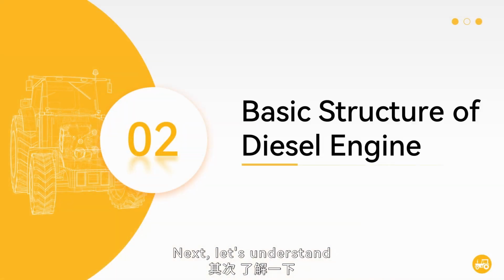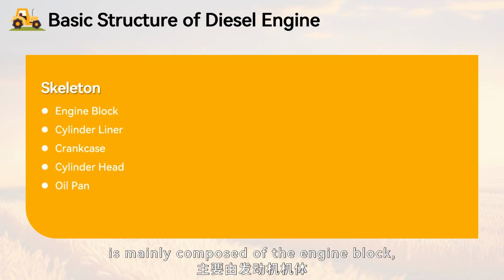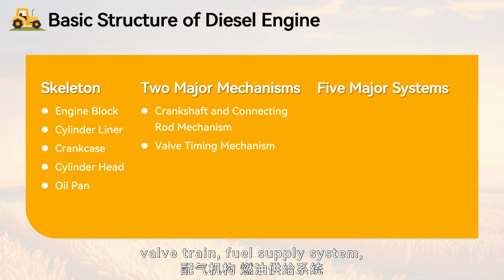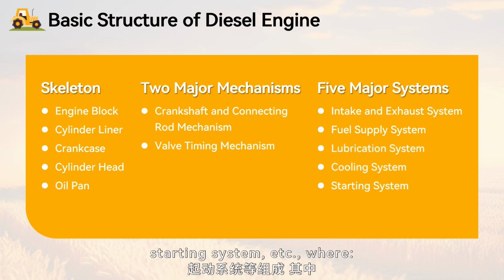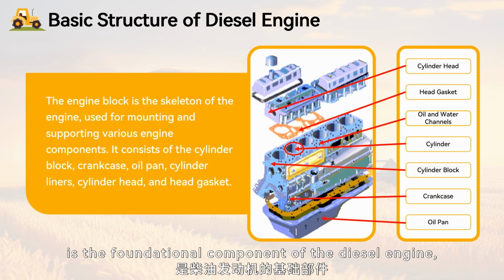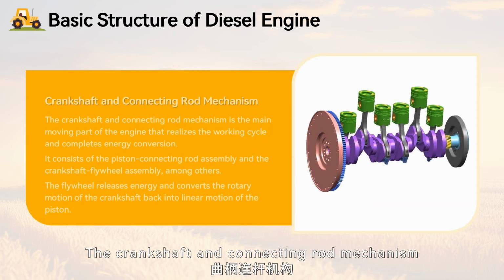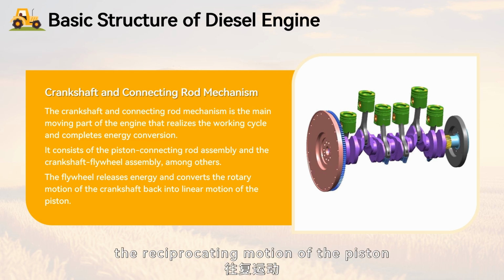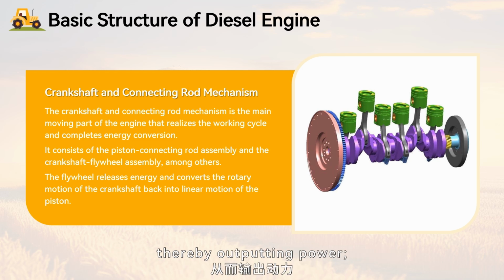Next, let's understand the basic structure of a diesel engine. A diesel engine is mainly composed of the engine block, crankshaft and connecting rod mechanism, valve train, fuel supply system, lubrication system, cooling system, starting system, etc., where the engine block is the foundational component of the diesel engine, bearing the main structure and functions of the engine. The crankshaft and connecting rod mechanism is responsible for converting the reciprocating motion of the piston into the rotary motion of the crankshaft, thereby outputting power.